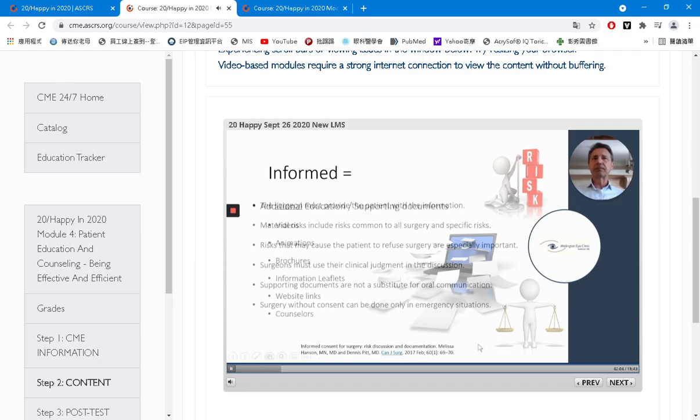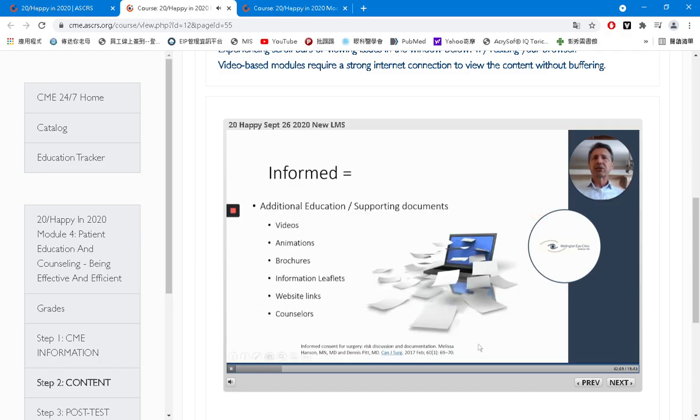Additional educational and supporting documents such as videos, animations, brochures, information leaflets, website links, counselors are all very helpful, but they are not the consent. The consent is the conversation that the surgeon has with the patient.